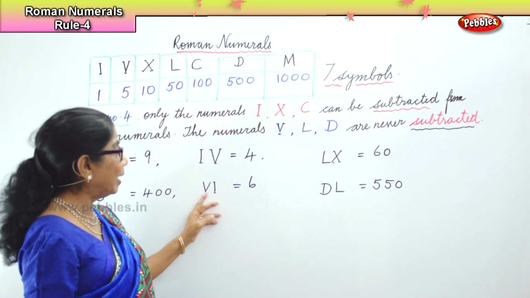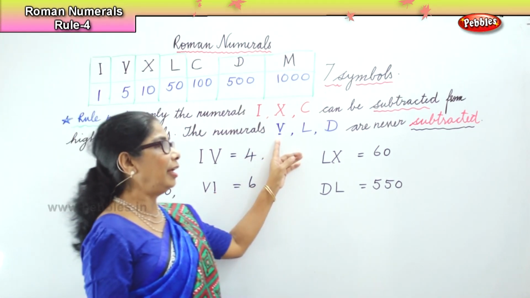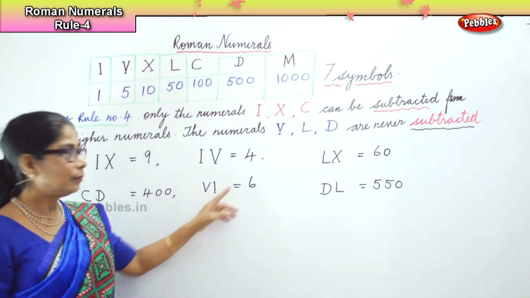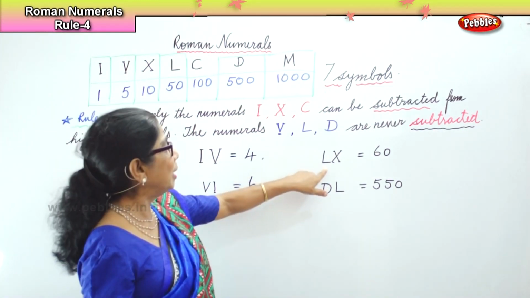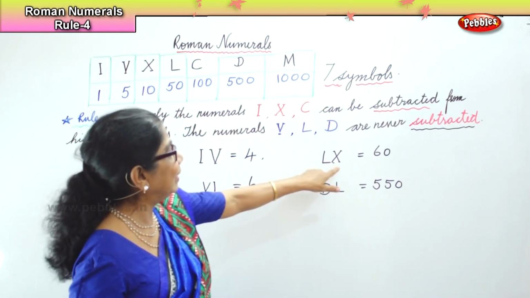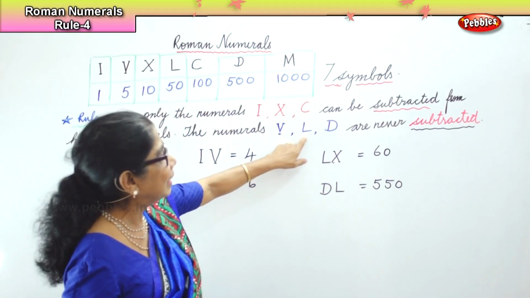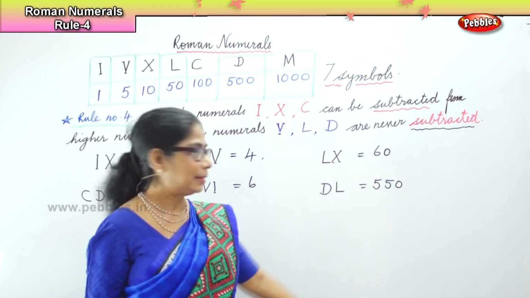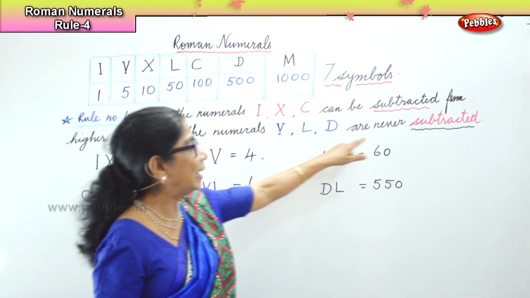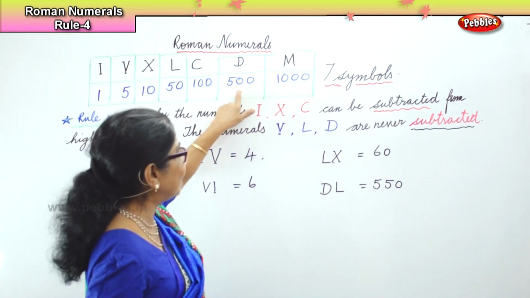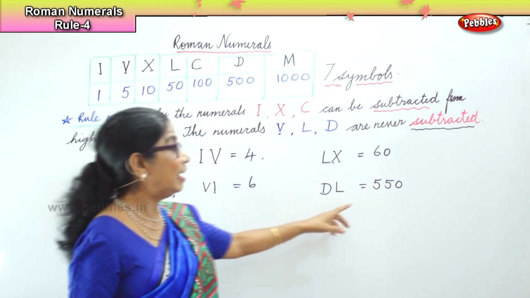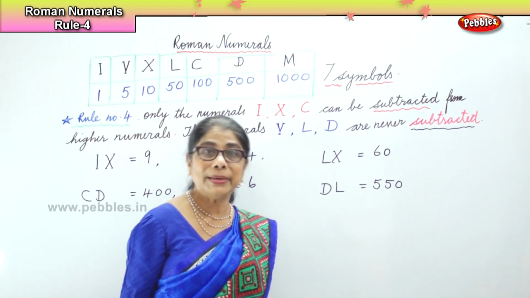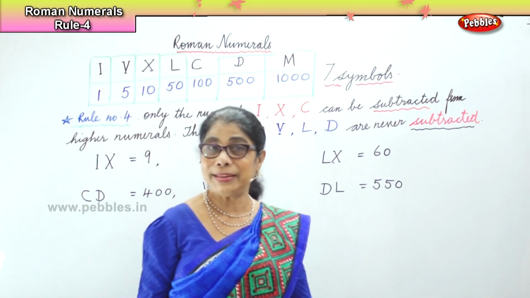Let's look at 5 and 1. Roman numeral 5 can never be subtracted. So 5 and 1, 6. Now, Roman numerals 50 and 10. 50 cannot be subtracted. So 50 plus 10, 60. D can never be subtracted, and D is 500 and L is 50, 550. Next, we learn to form numbers in Roman numerals.